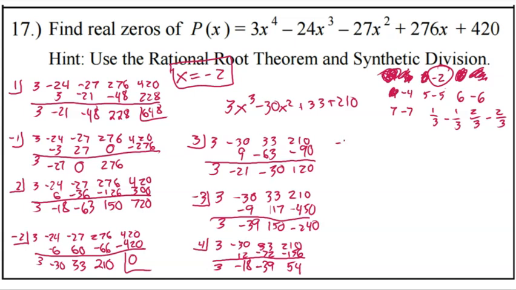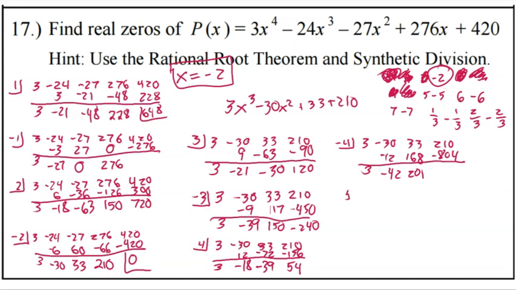Now we'll try negative 4. This is why you may need some scratch paper. 3, negative 30, 33, and 210. Bring down the 3, times negative 4 is negative 12, plus negative 30 is negative 42, times negative 4 is 168, plus 33 is, let's see, 201, and times negative 4 is negative 804, plus 210 is like negative 600 and something, but it's not 0, so negative 4 is not one of our numbers.